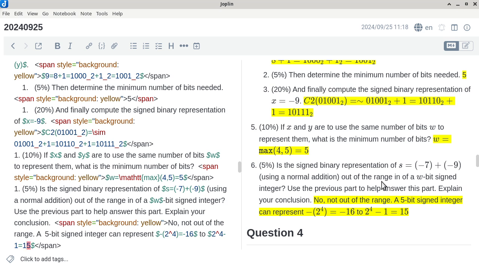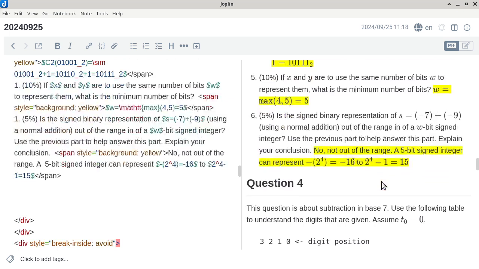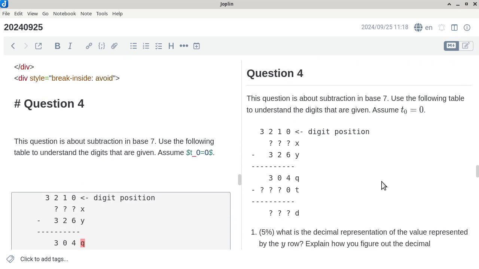All right? Because I don't want people to look at this exam and go like, oh, okay, so that means I don't have to deal with unsigned integers. Unsigned integers is still in the scope of exam 1. All right, so here's question number 4.